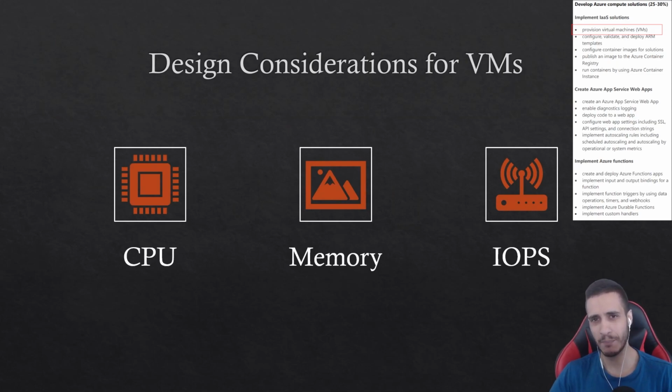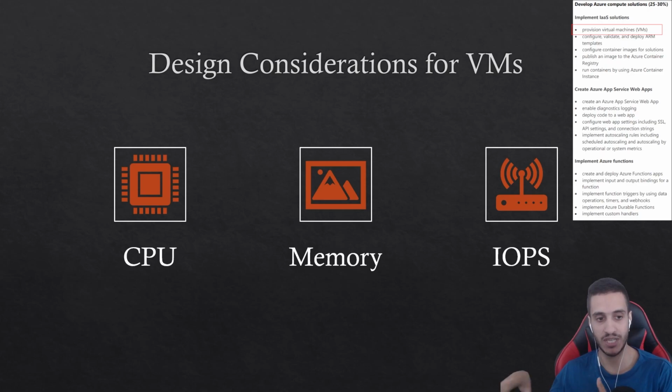Now, this exam is not really heavy on the virtual machines part, but there are some things that you need to take into consideration. So when we talk about provisioning virtual machines, there are design considerations that you need to think about before creating a virtual machine. The three factors you have to take into consideration are the CPU you have, the memory you have, and the IOPS. So the CPU is very useful for obviously process intensive tasks.